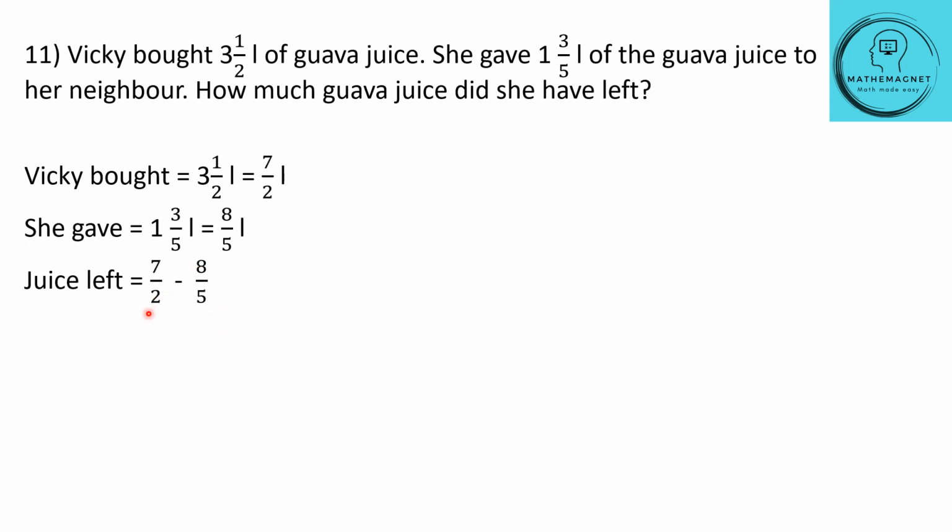So 7 into 5, 2 into 5. In the same way, 8 by 5 will be multiplied by the other fraction's denominator, which is 2. So it will be 8 into 2 and 5 into 2. By doing that, you will get 35 by 10 minus 16 by 10, which is equal to 19 by 10 liters. So the amount of juice that she has left is 19 by 10 liters.